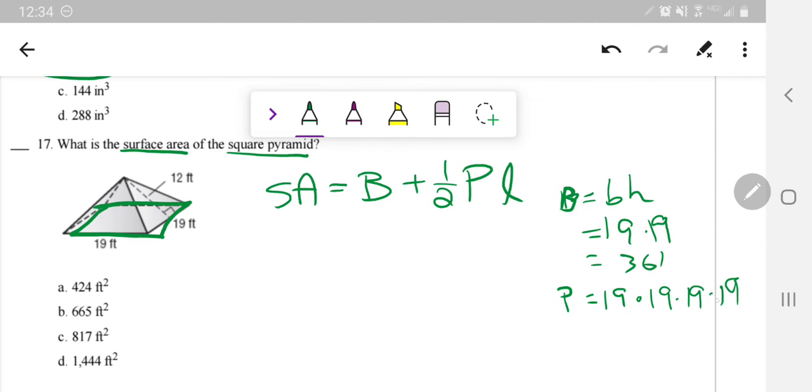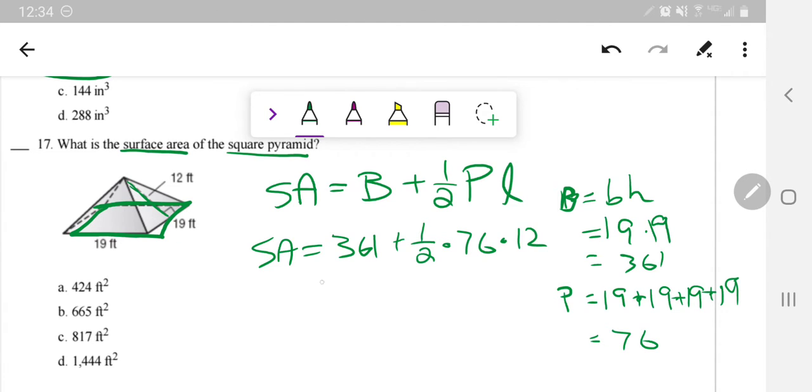base. These are all plus signs, not multiplication symbols. There we go. Or you could do 4 times 19, and that gives me 76. Okay, now we're ready to substitute in for big B, which is 361 plus 1/2. The perimeter is 76, and the slant height is the height of the triangles that make up the lateral faces. So that's 12, and when we calculate all of that out, we get a grand total of 817. We're doing surface area, so that is going to be feet squared. So it is C.